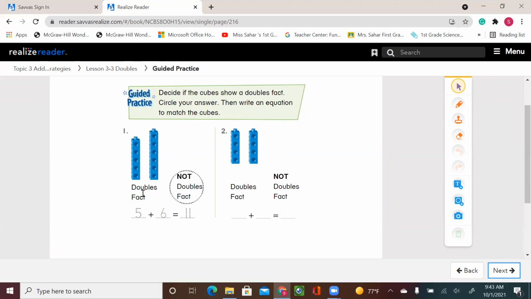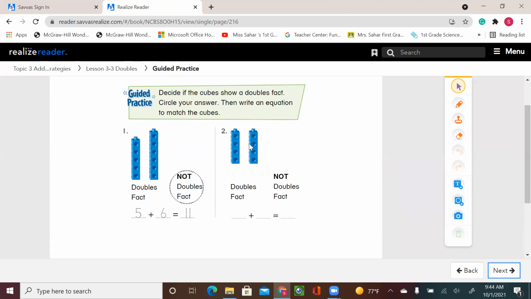That means this is not a doubles fact because I know doubles fact means both my addends, or both my parts in my equation, are the same. So either it should be 5 plus 5 or 6 plus 6. So this is not a doubles fact. So this is the right answer. We circle this one.